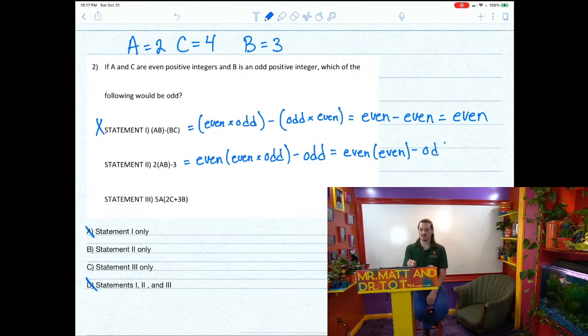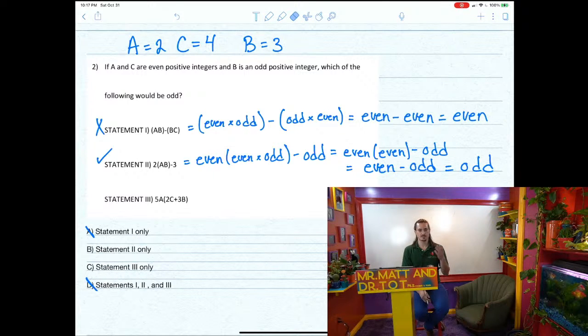So you can tell by the answer selections that answer selection B is the correct answer because it's the only answer selection that contains statement 2 but does not contain statement 1. Let's go ahead and check statement 3 though, just for demonstrative purposes. That means to demonstrate.